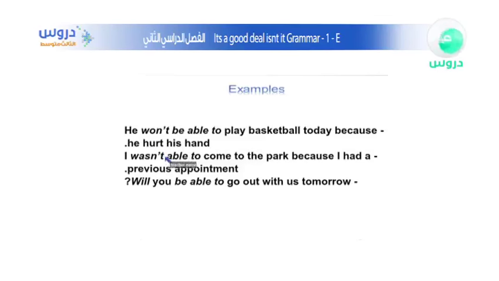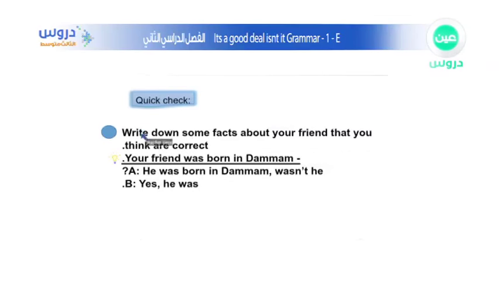Good. I wasn't able to come to the park because I had a previous appointment. Will you be able to go out with us tomorrow? I don't think so. I'll be busy. Okay. Write down some facts about your friend that you think are correct. Your friend was born in the mom. He was born in the mom, wasn't he? Yes, he was.